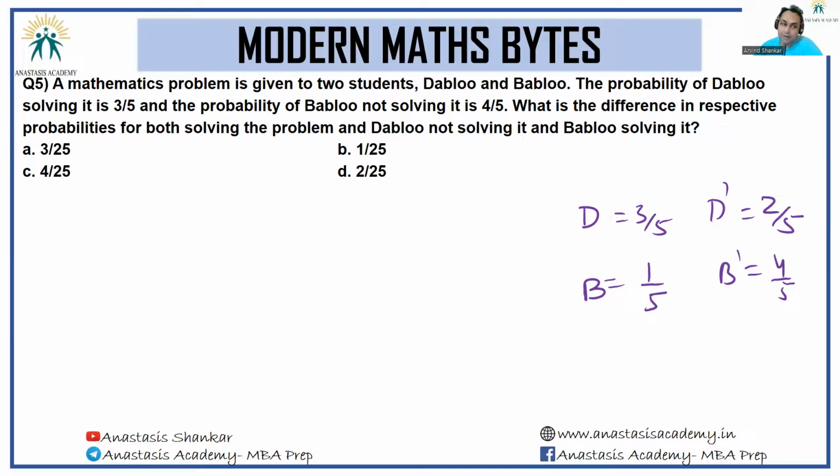What is the difference in respective probabilities for both solving the problem? Both solving the problem would be given by 3 by 5 into 1 by 5. So 3 by 25. We need the difference between this and W not solving it and Bablu solving it. Okay. W not solving it is 2 by 5 into Bablu solving it is 1 by 5. So this is 2 by 25. 3 by 25 minus 2 by 25. We get 1 by 25. Answer should be option B. And that is the end of this sheet.